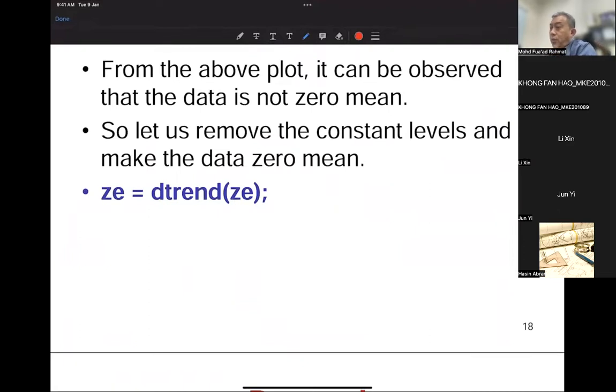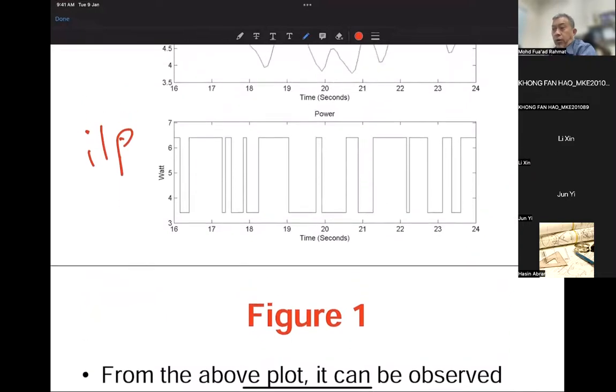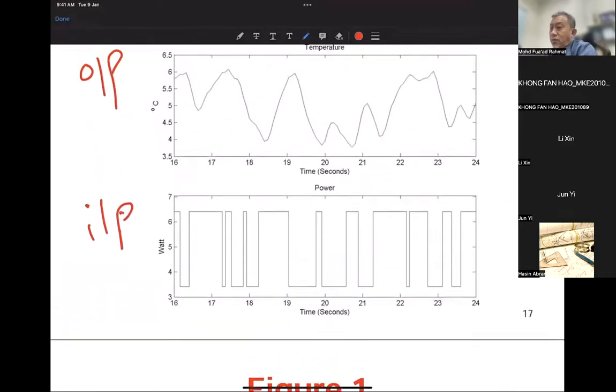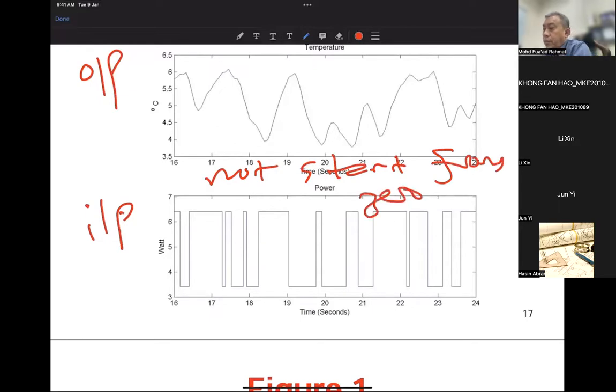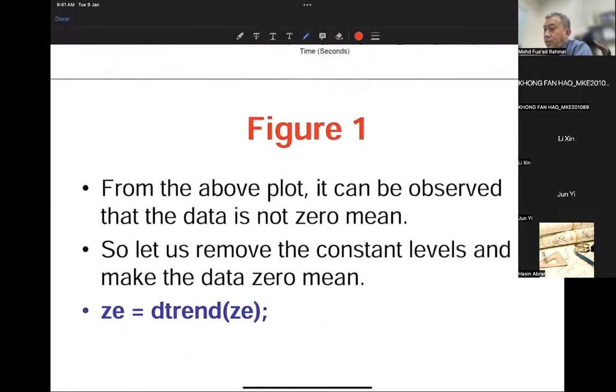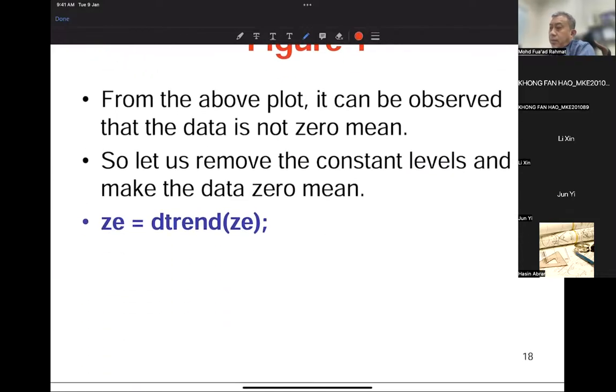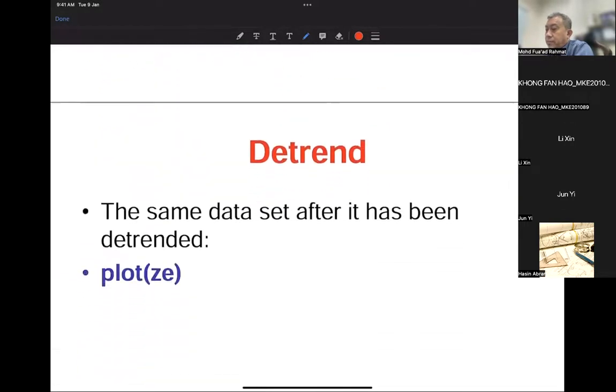Okay, so when we plot, you can see that the data does not start from zero. You observe it, it's not starting from zero, from the datum line, from the reference line. So we suspect there is a constant DC level in the data. So we remove that constant level using detrend. Then we plot again.